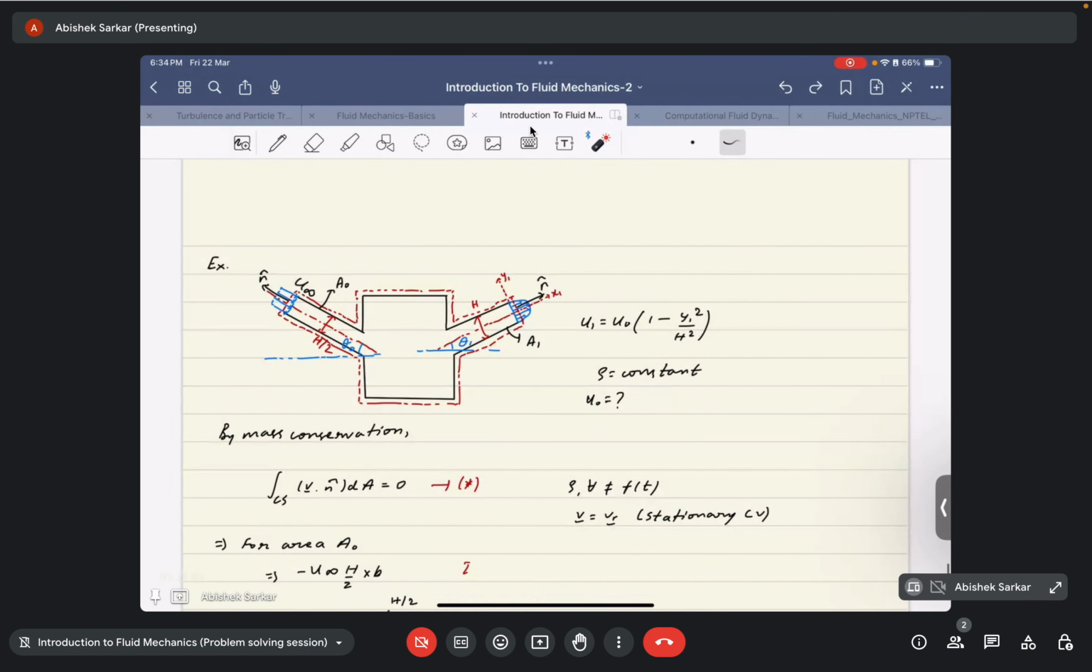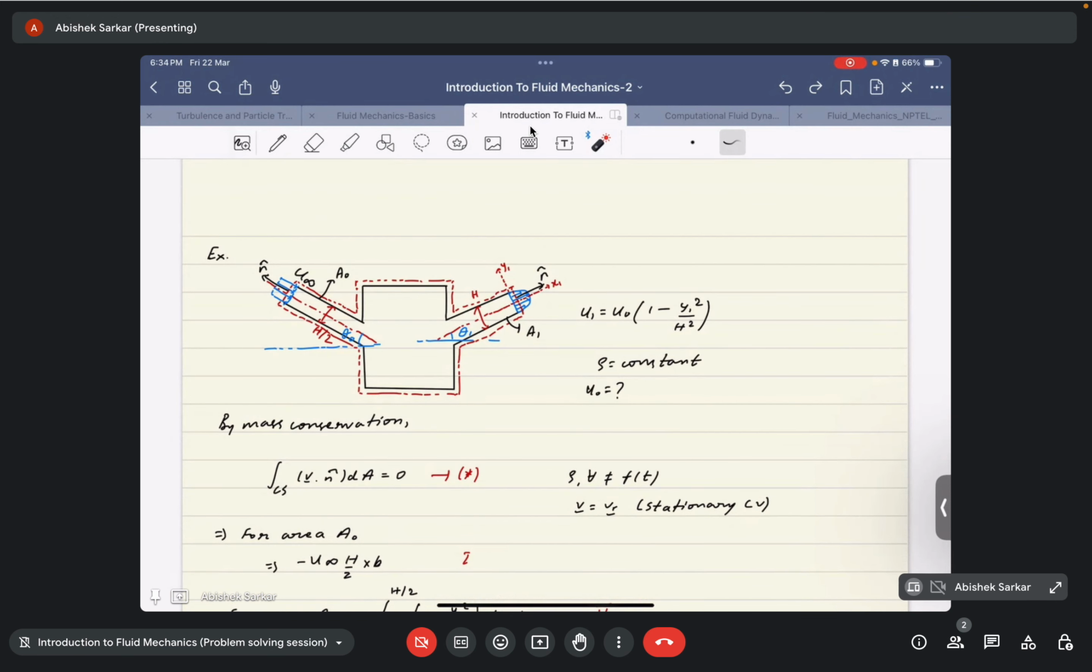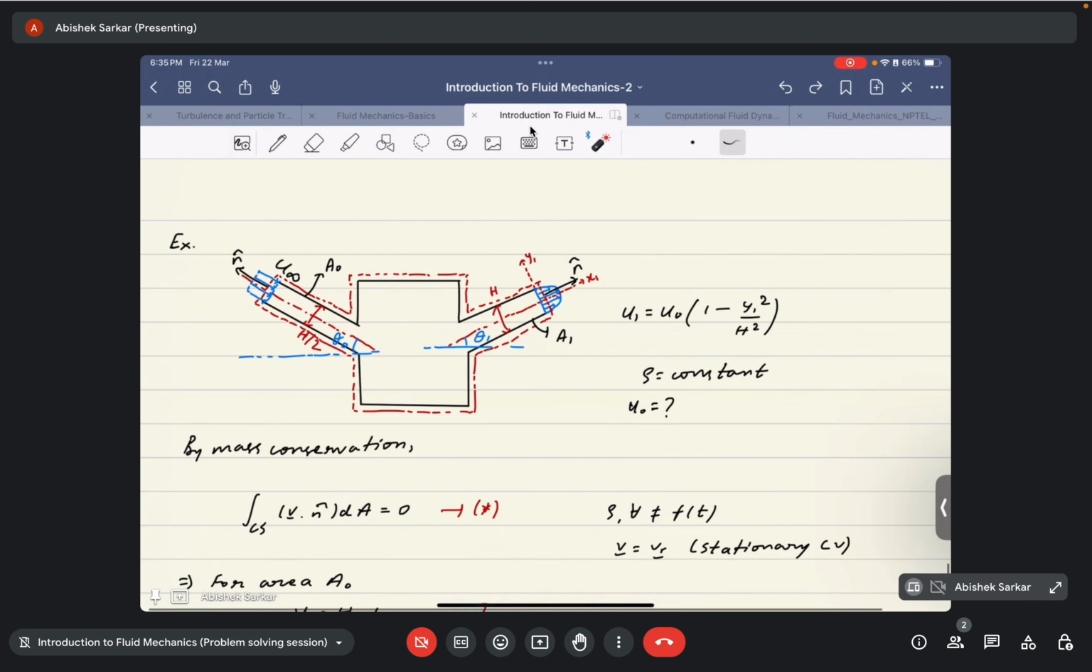So now let us take a second example, a second problem. Consider this particular diagram. Here it is mentioned that there are two arms for this particular vessel, where at the inlet the velocity profile is uniform. If I zoom in a bit, the velocity profile is uniform at the inlet, defined by u infinity, which is constant, and at the exit the velocity profile is defined by u1 is equal to u naught times (1 minus y1 square by h square). Okay, so density is constant according to the question, and we are asked to find u naught.